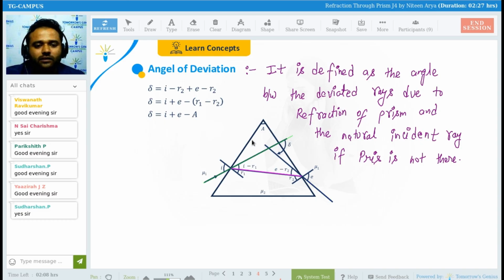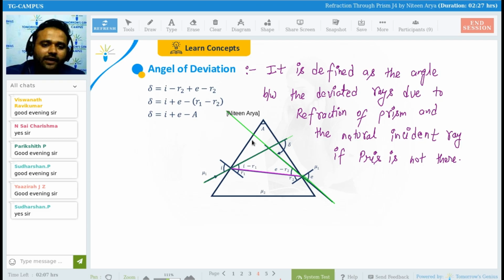From the surface 1, from the surface 2, we can see the twice refraction. So as you can see directly, this is the emergent ray, which is going to emerge, which is going to pass on throughout the whole prism.